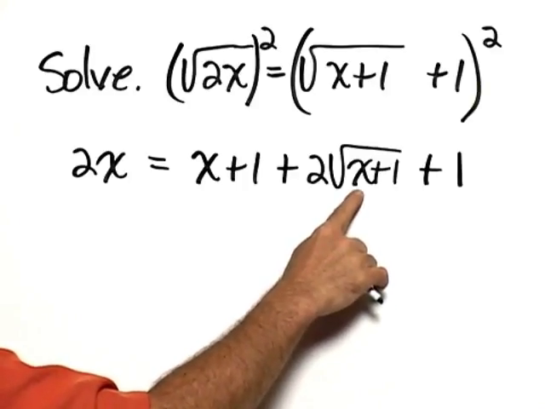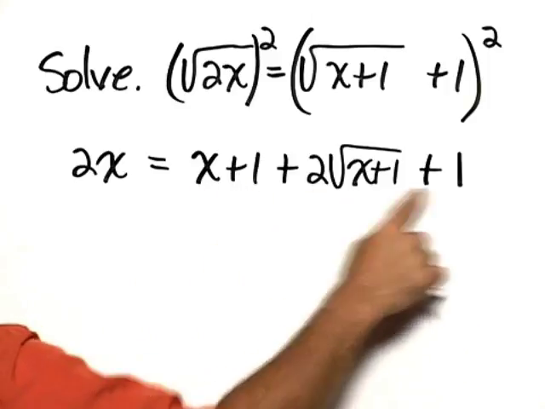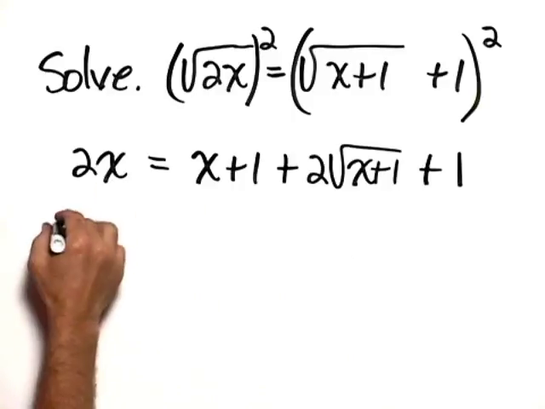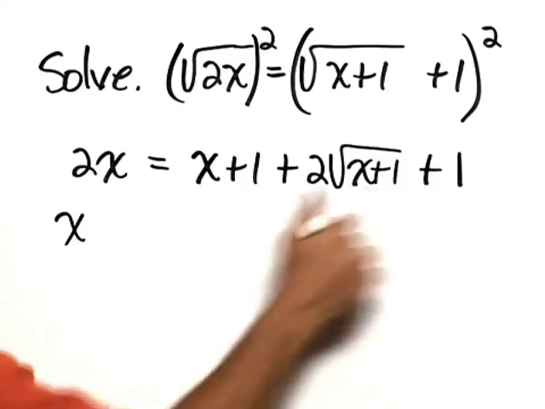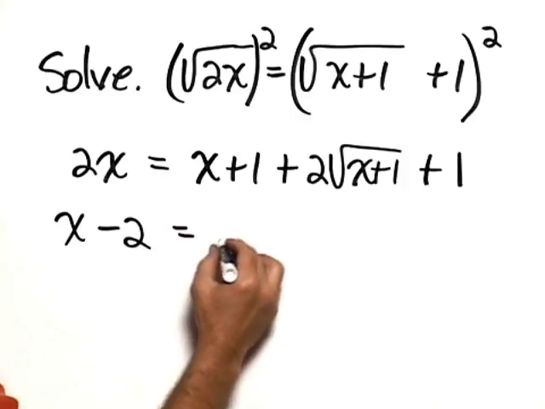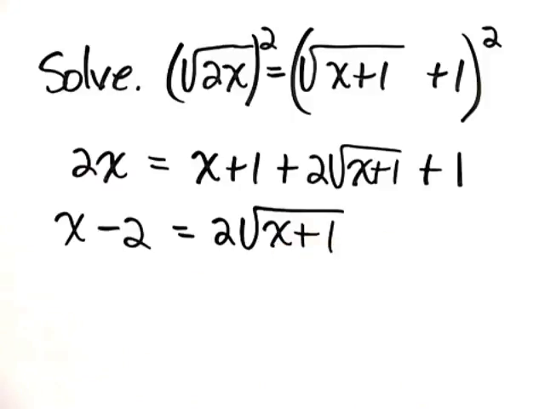We still have a radical expression, and we want to isolate that. So to do that, we need to subtract the x from each side, and then this is 1 plus 1, which is 2, so we need to subtract 2 from both sides. 2x minus x is x. There's no constant here from which we'll subtract 2, so that would be x minus 2. That's equal to 2 times the square root of x plus 1.